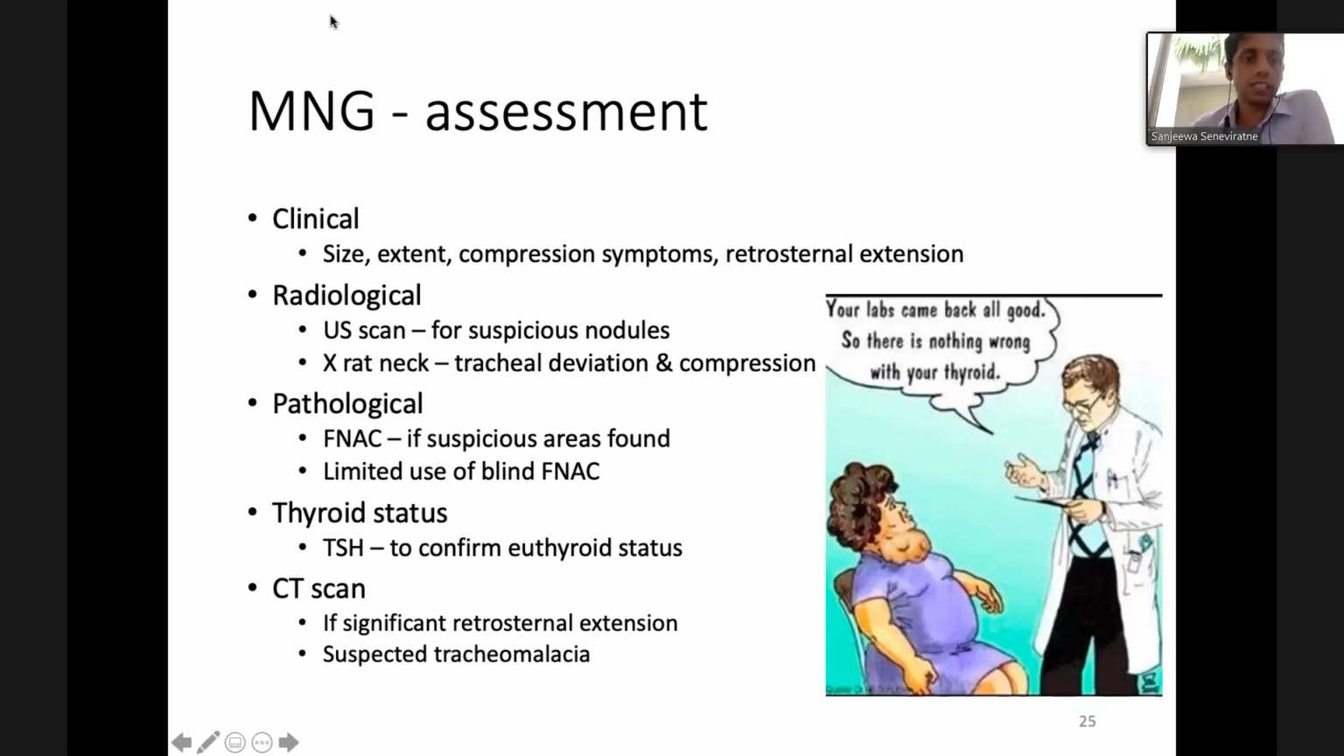Then after the clinical assessment, we need to do a radiological assessment, which includes an ultrasound scan, essentially again to look for any nodules with features suspicious of malignancy. An X-ray of the neck we may do, not essential, if we are suspecting tracheal deviation or compression. FNAC is limited to suspicious nodules. No point in doing a blind FNAC in these patients who have multiple nodules. A TSH alone is enough to confirm the thyroid status. CT scan is reserved for situations where there is retrosternal extension, because otherwise we cannot assess the status of the thyroid inside the chest.